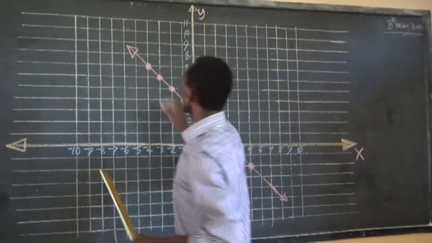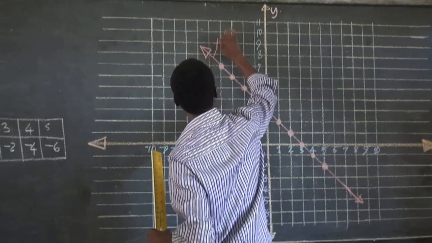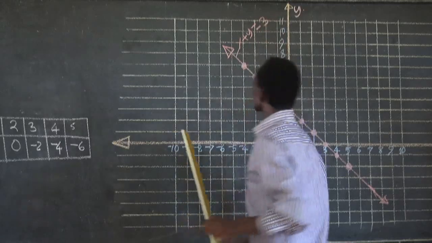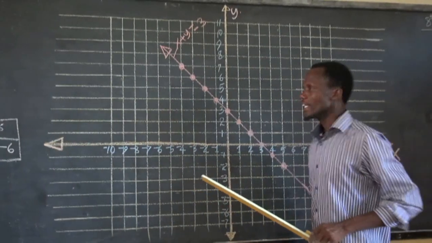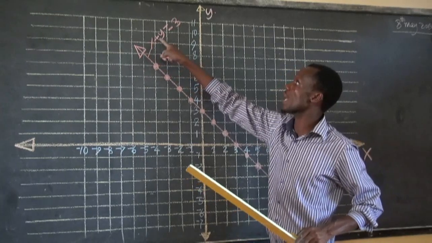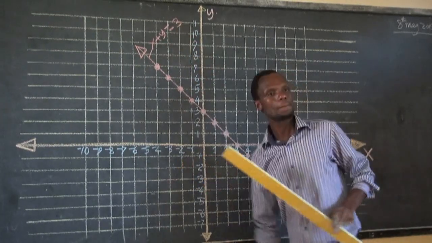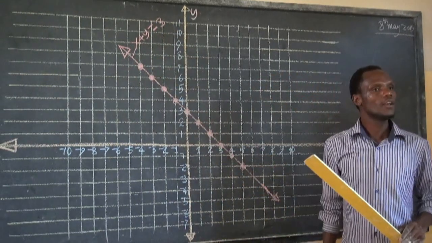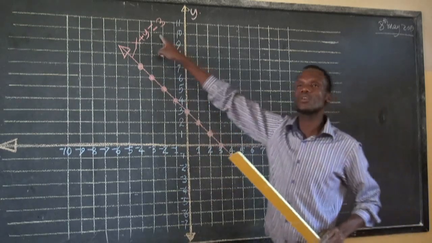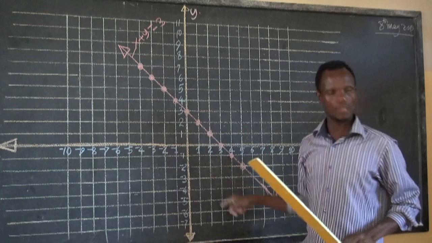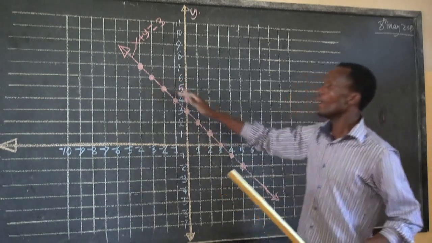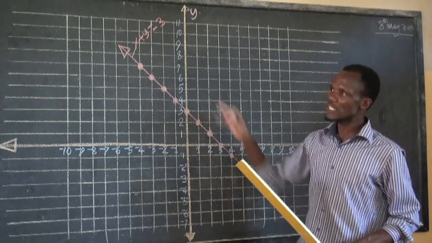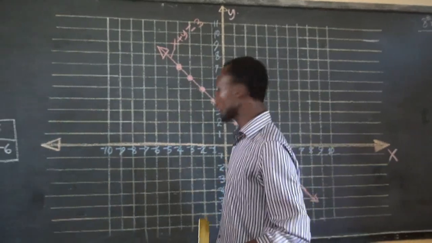Labeling your graph, remember this was x plus y is equal to 3. This was an equation. Now this line is because of x plus y is equal to 3. In the absence of this equation, you cannot have this line. So you must label it. After you have located the points from the first equation, you move to the second equation.